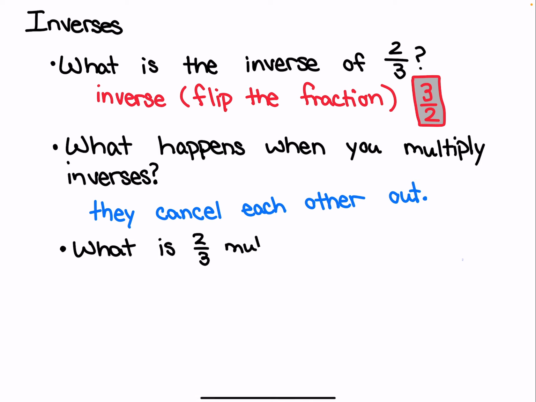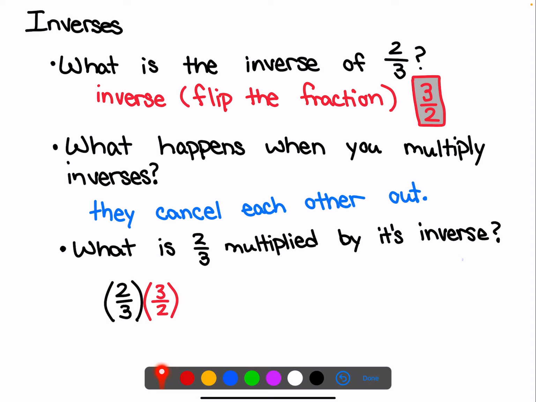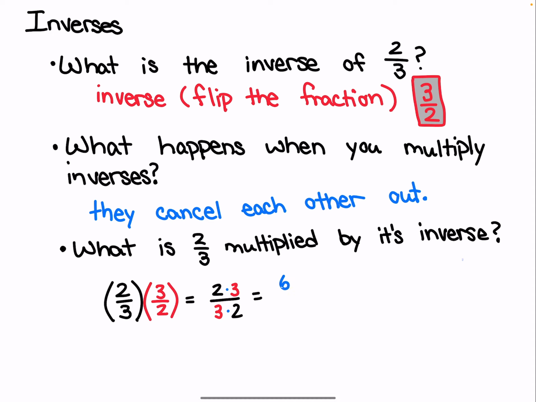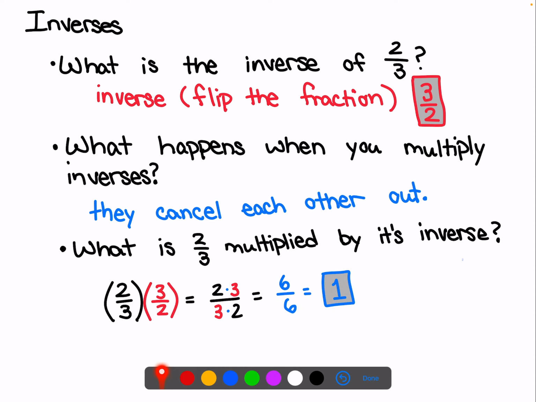So 2/3 multiplied by its inverse, well, that would just give us 2/3 times 3/2. I multiply straight across, giving me 2 times 3 over 3 times 2, which gives us 6/6, which of course is just equal to 1. So when we multiply by its inverse, it ends up being equal to 1. And as we can see, this cancels out perfectly. So if I want to get rid of a number, I can just multiply by its inverse. Now, what does that have to do with today?